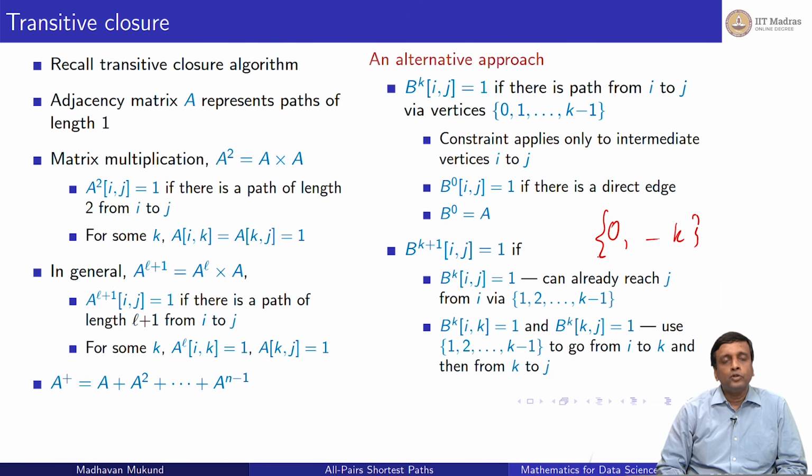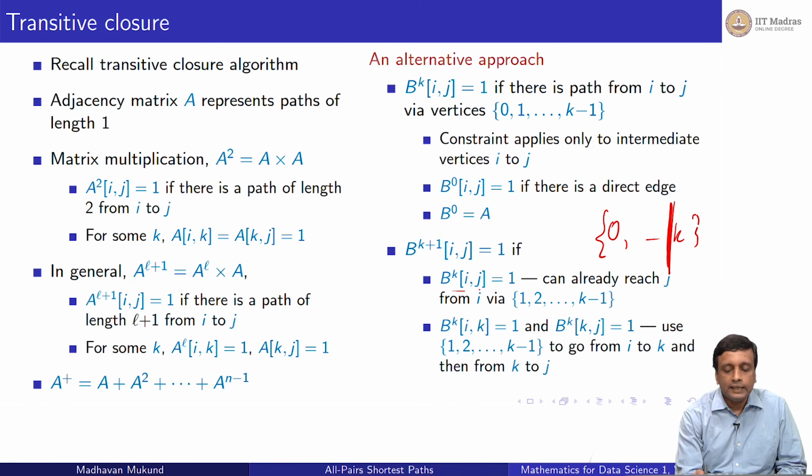Right? So if I am allowed to use 0 to k from i to j, then there are two possibilities. One is that I don't need this k at all. I could already do it without 0 to k. So that means that b_k of i,j is already 1. It means that without going to k, just staying within 0 to k minus 1, I have a possibility of going from i to j. Or I need to use k, right?